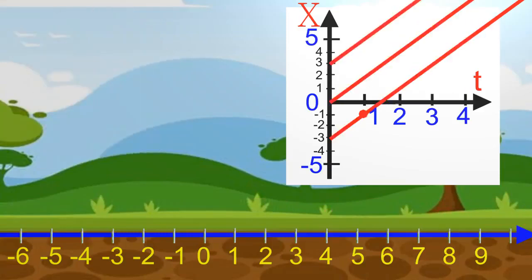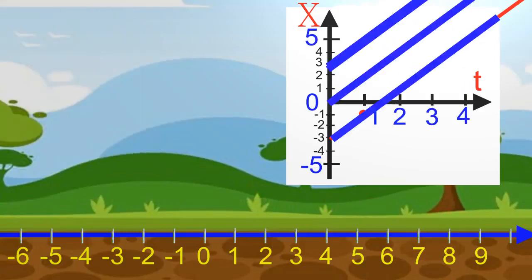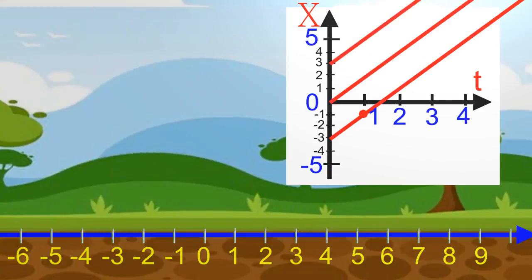You may be wondering why all three graphs are parallel. The reason is that we assumed the car velocity to be the same in all three cases. In fact, the slope of all three graphs is the same.